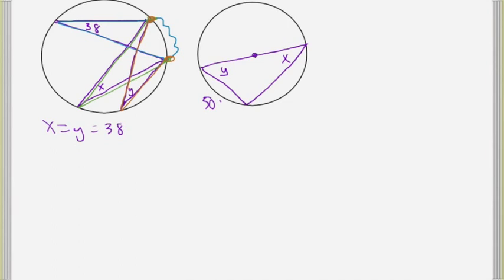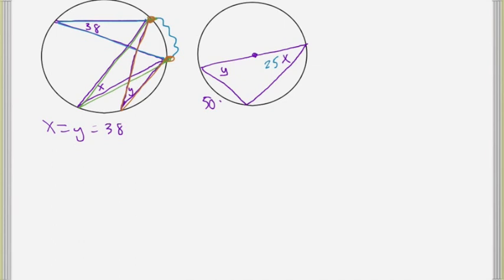Okay, who can tell me about x or y here? They're going to be the same, 25. X is going to be 25. Why is x going to be 25? Because it's half as big as the arc that it cuts off. So x is across from that 50-degree arc, so x is going to be 25. An inscribed angle is half as big as the arc that it is across from.